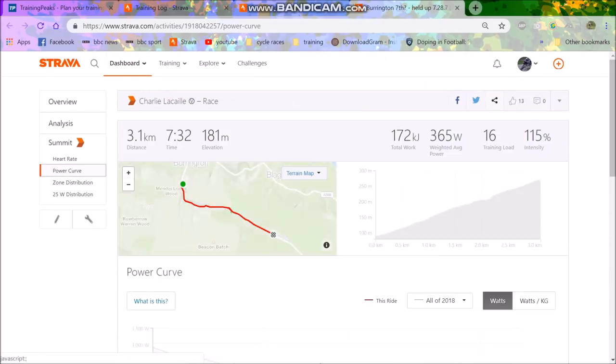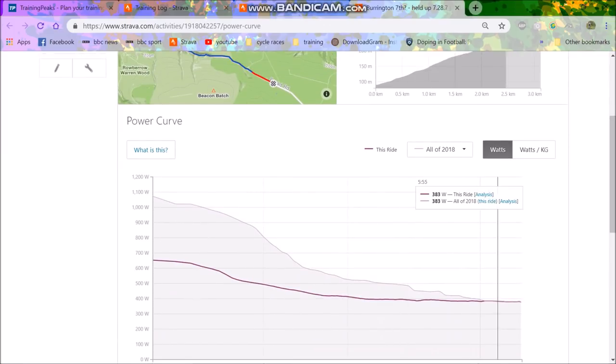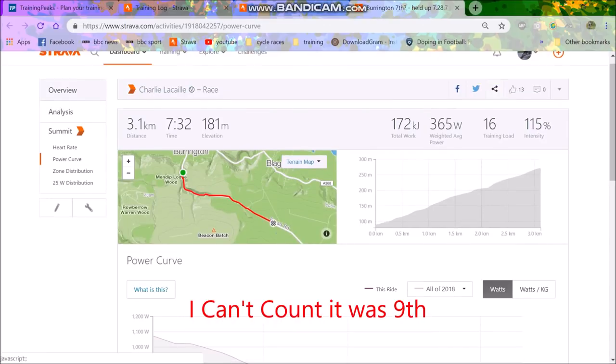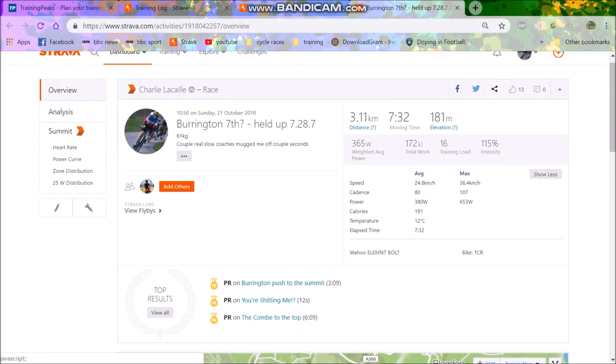I'm just very, very happy with this, to be honest, because I came like 7th out of like 100 and something on the start sheet. So it was 7th or 8th, something like that, but definitely top 10. So I'm really happy with that.